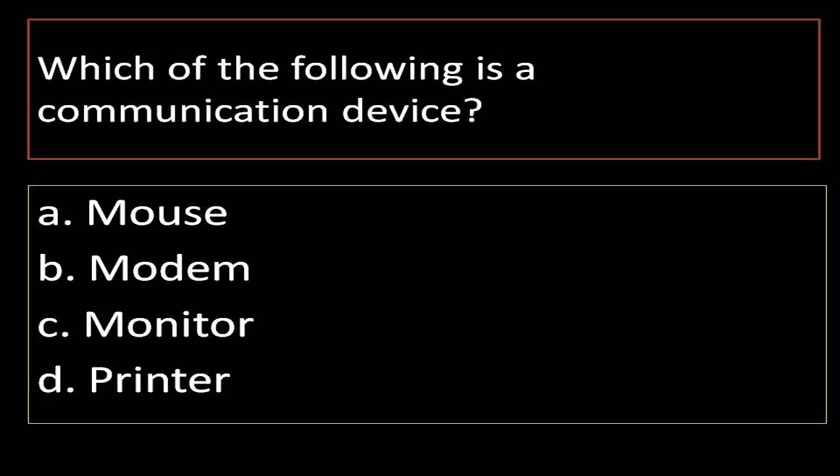Which of the following is a communication device? Option A mouse, option B modem, option C monitor, option D printer. And the right answer is option B modem.